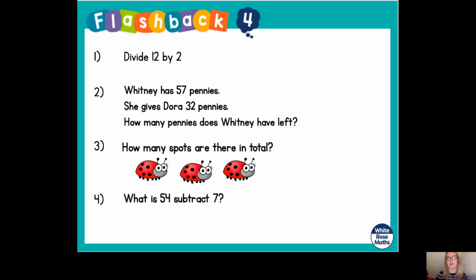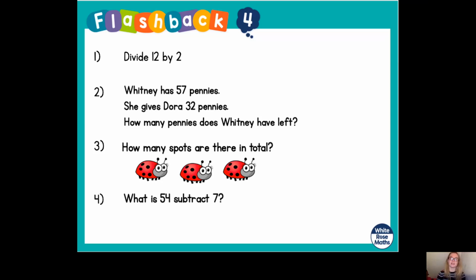Number 3, how many spots are there in total? Okay, so could you write a multiplication number sentence to find out the total amount of spots? And number 4, what is 54 subtract 7? So use column subtraction for this. You need to decide if you need to exchange or not. Okay, so pause the video now and have a go at your flashback.